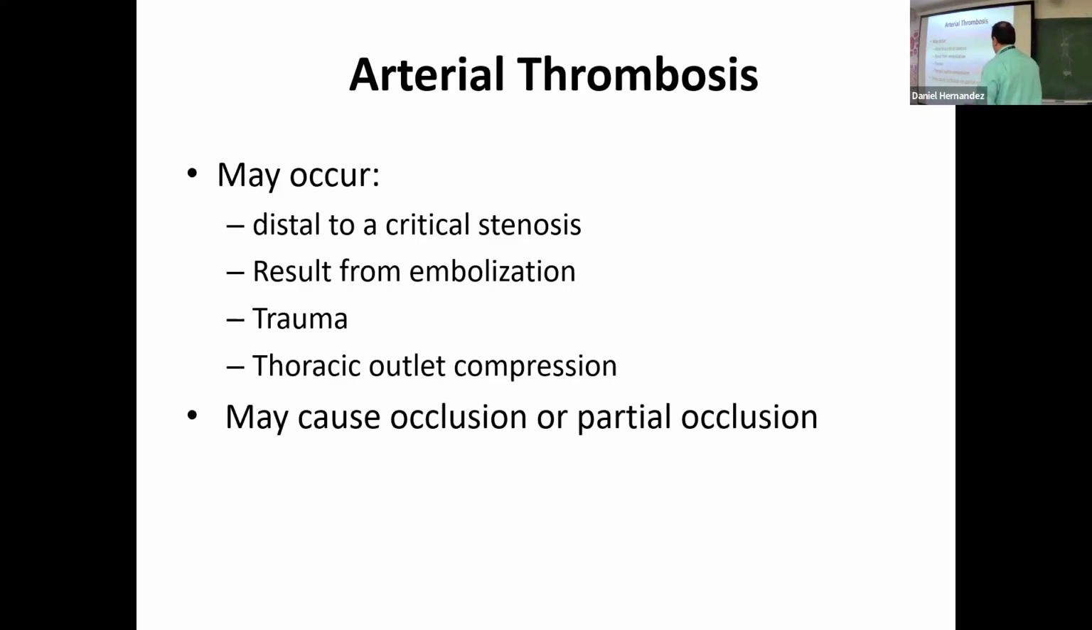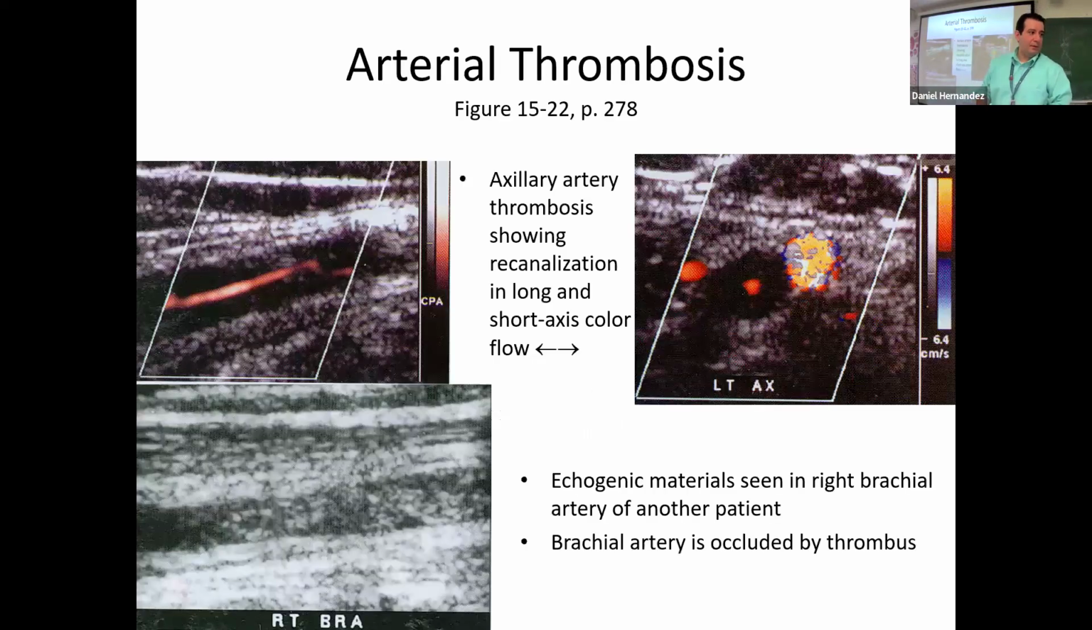So occlusion, so again, this thrombus, the clot within the vessel, may cause occlusion, meaning that the vessel's completely blocked, or partial occlusion. There's still a little bit of flow getting through that vessel. So this is an example now of arterial thrombosis, so actual clot within the artery itself. So we have two views. We have a sagittal view of that artery and then a transverse view of that same artery. And you can see there's a little stream of color right down the middle of that vessel, but there's clot and thrombus along both walls.